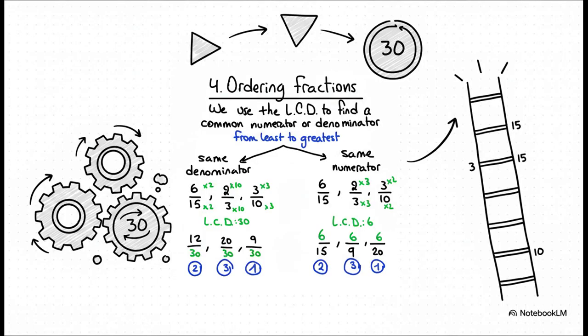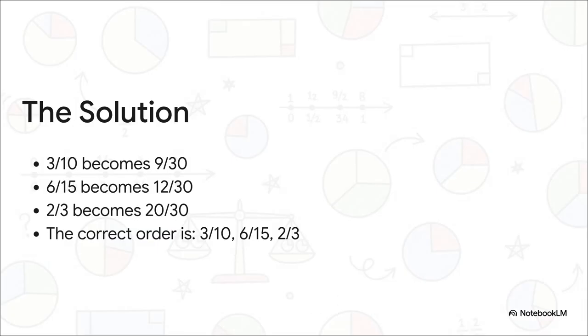So, how are we going to solve this one? We're going to pull out one of our most reliable tools, the LCD method. We just need to find one common bottom number for 3, 15, and 10. A little bit of detective work tells us the magic number is 30. And once we make it so they all have that same bottom number, it's suddenly so easy. 9/30 is the smallest, then comes 12/30, and the biggest is 20/30. So the correct order is 3/10, then 6/15, and the biggest of all is 2/3. And just like that, you solved it.